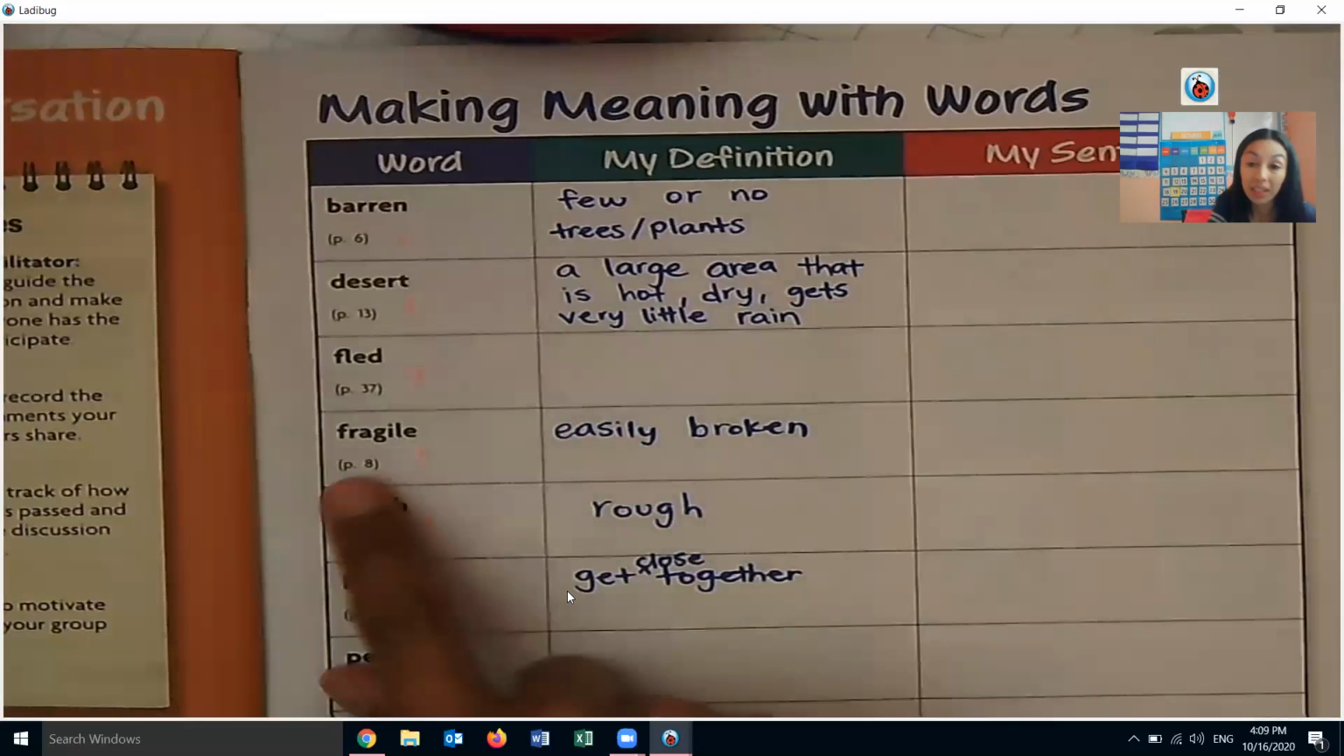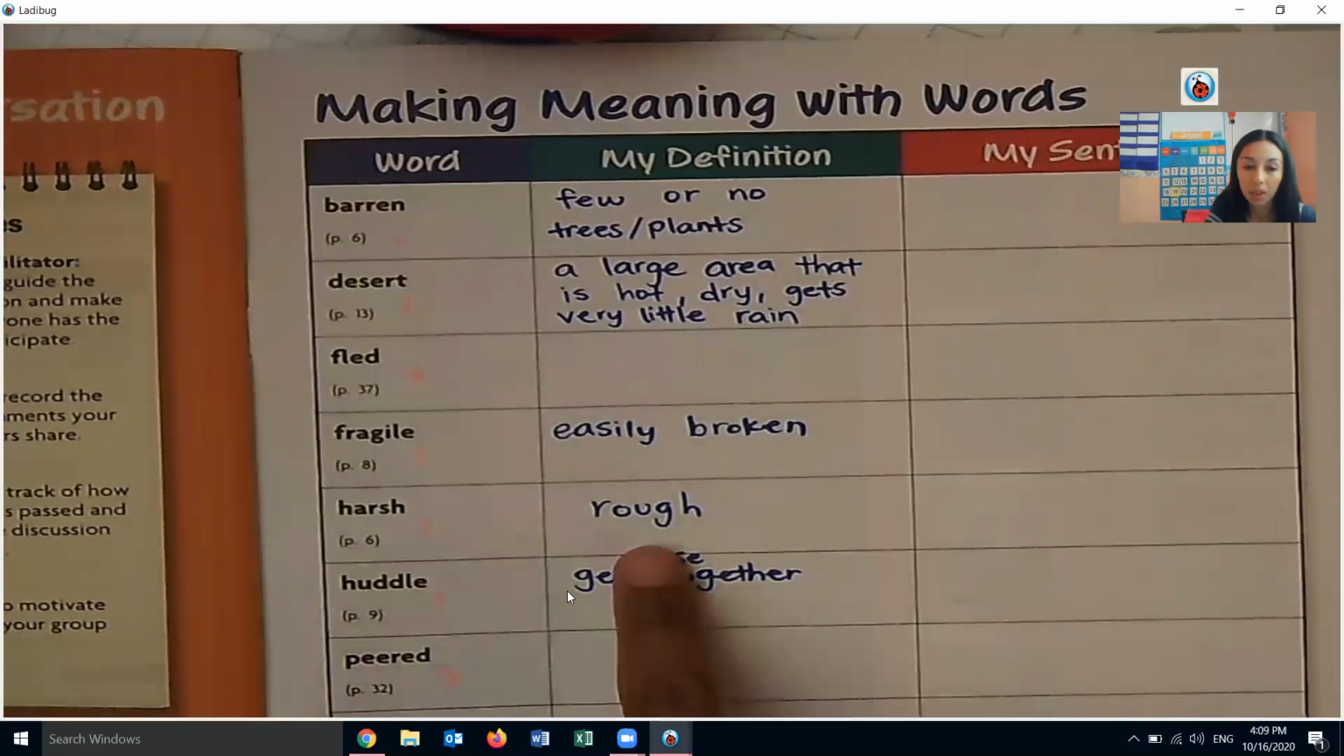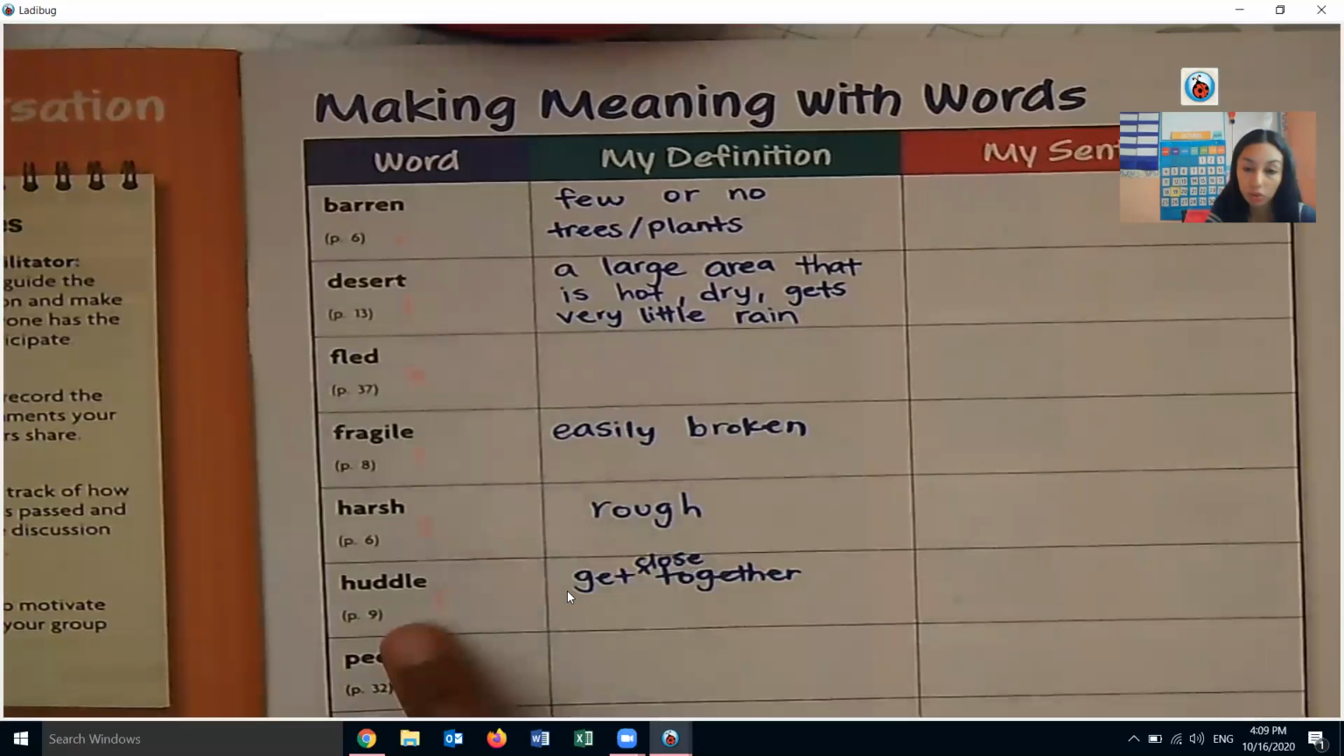Fragile is something that is easily broken, like maybe a glass cup or something like that. Harsh would be something rough or kind of tricky to get through. Huddle is to get close together.